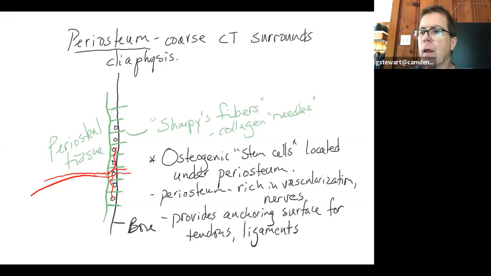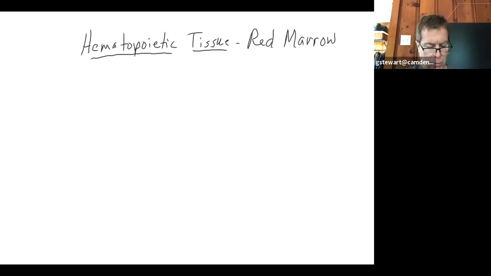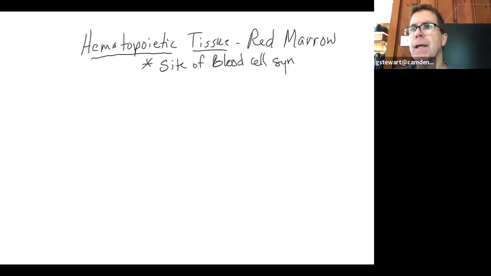Now I'm just going to remind you really quickly, we're building a vocabulary here. The word hematopoiesis means blood cell production. Hematopoietic tissue refers to red marrow. So what really is red marrow? We know that it's the site of blood cell synthesis. That means that it is also the site of blood stem cells.